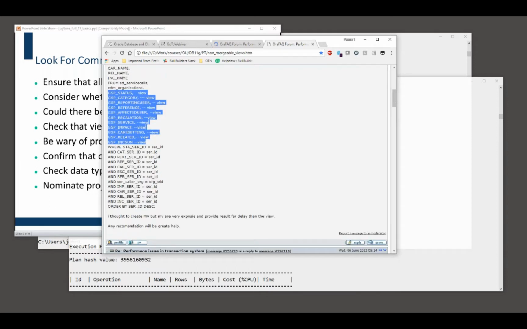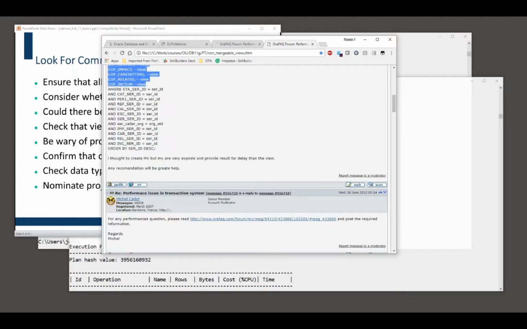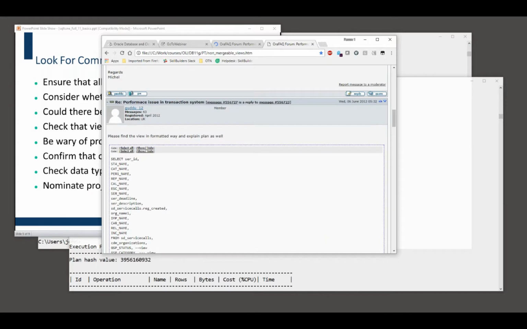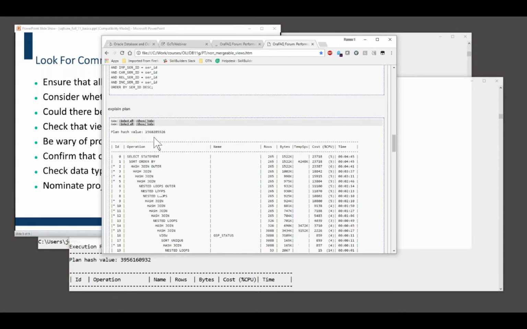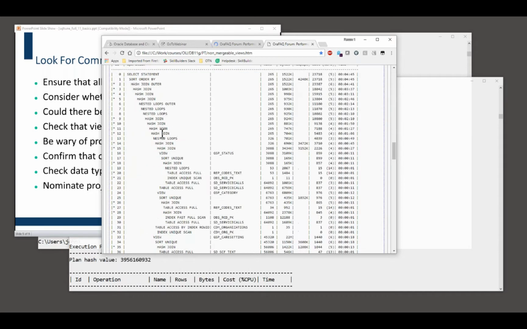Well, his join conditions are all there. He's not got a problem with Cartesian products. But when you look at the execution plan, here it is. He's formatted his code a bit better. And there's his query again. And look at that execution plan that he's developed.